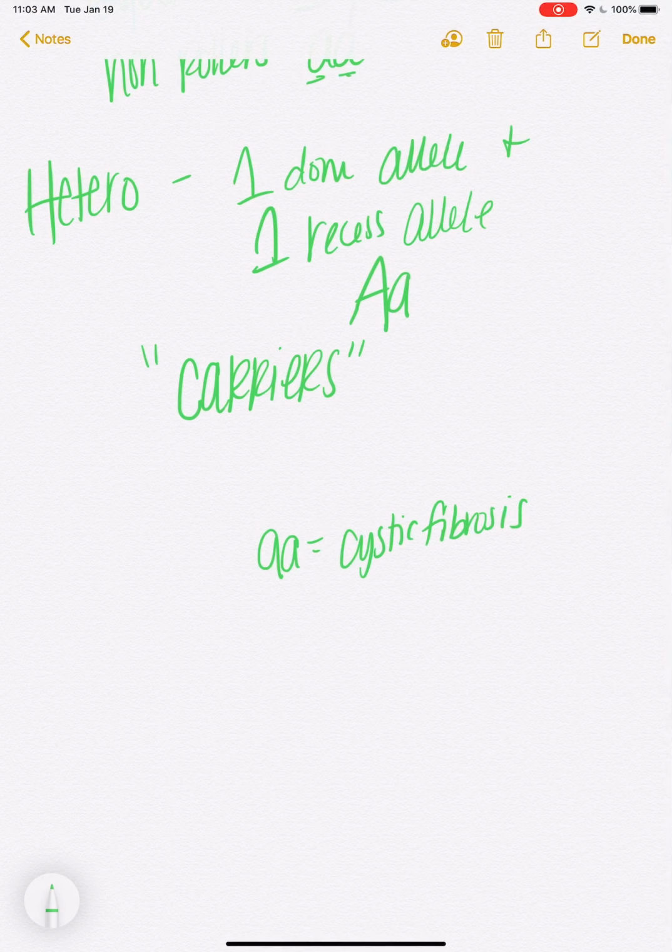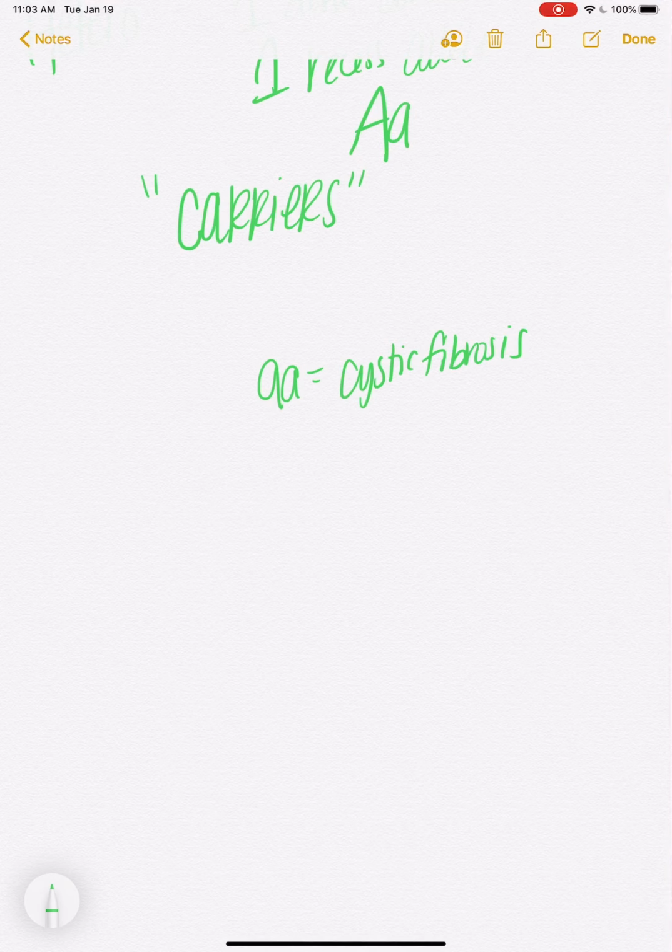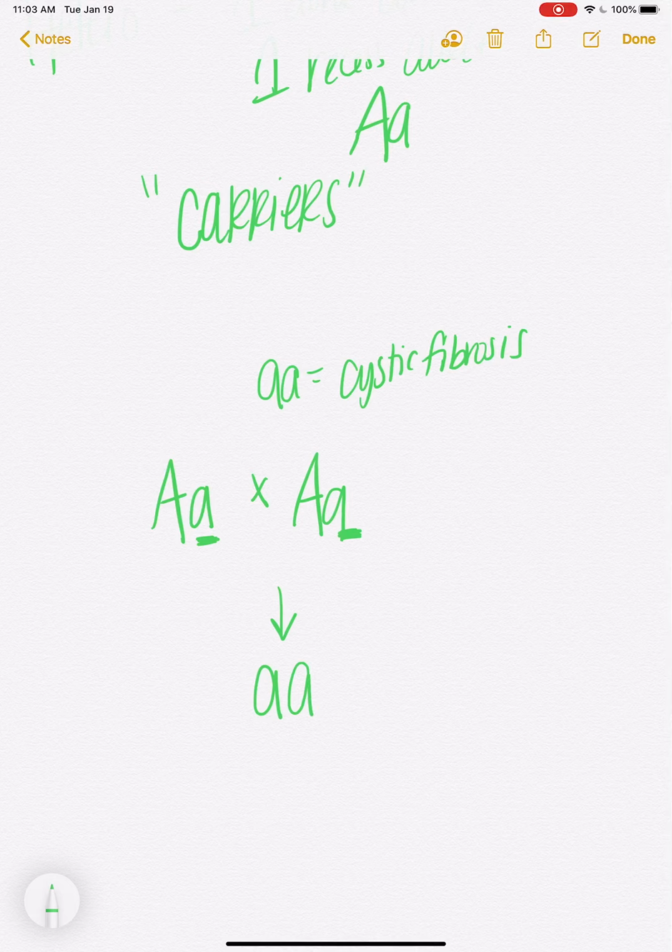Back home, I have two friends, Sean and Morgan, and they have three children, but their oldest child, Paxton, has cystic fibrosis. Sean and Morgan are both normal, so Sean must be big A, little a, and Morgan must also be big A, little a. Sean must have donated his little a to Paxton, and Morgan must have also donated her little a to Paxton. So Paxton has little a, little a.